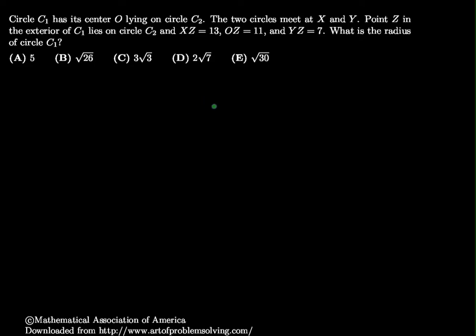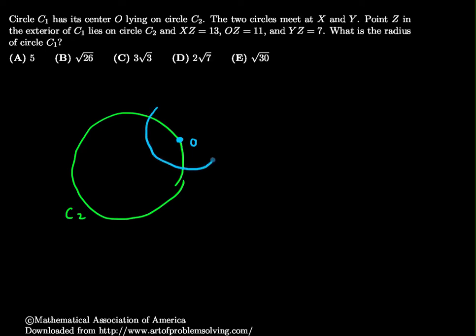Now I'm going to draw these out, and in order for this to work out, I'm going to have circle C2 be larger than C1. So in here, the center of C1, which is O, is on C2. That is an awful circle, but whatever. We'll get the idea. It's not drawn to scale. This one's not even closed.